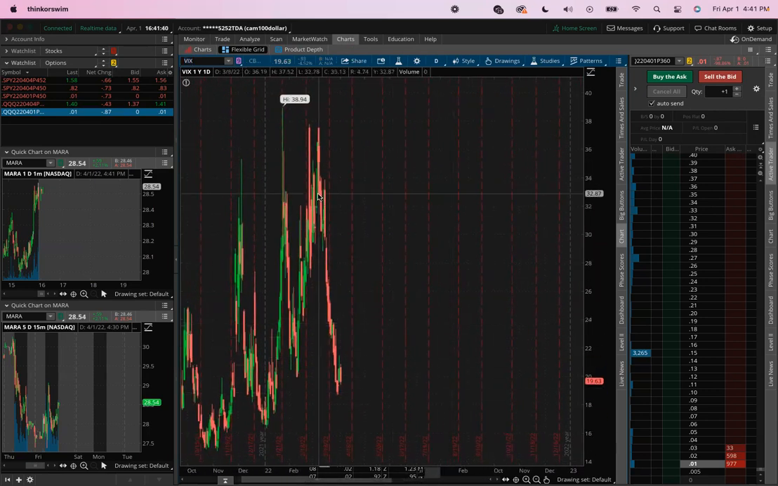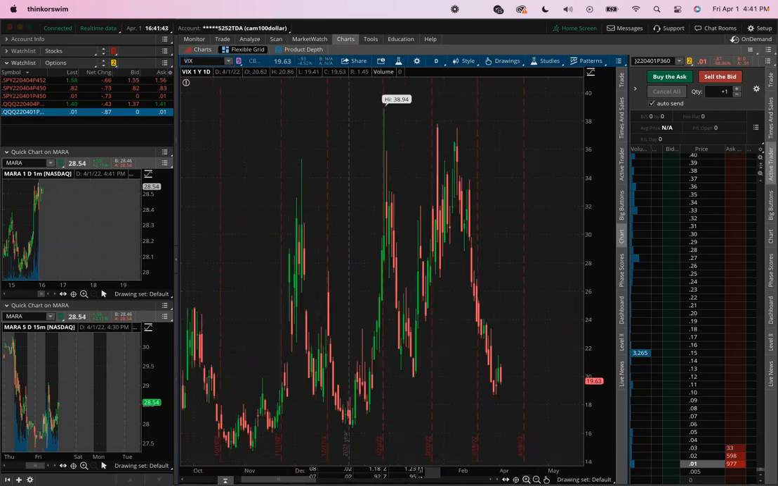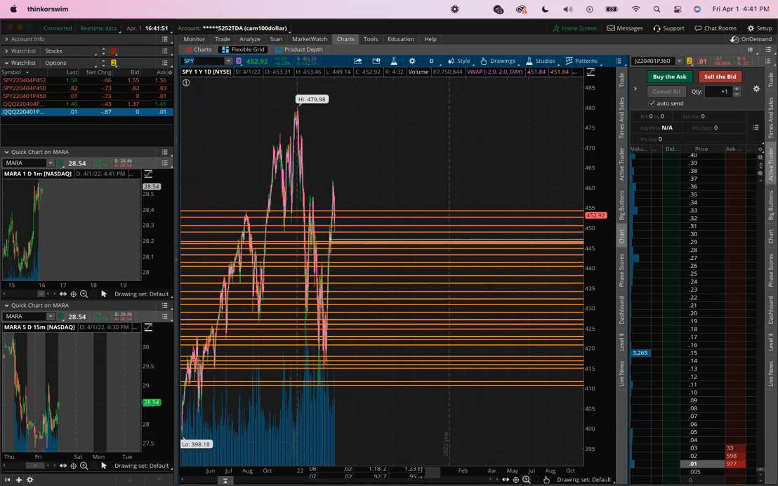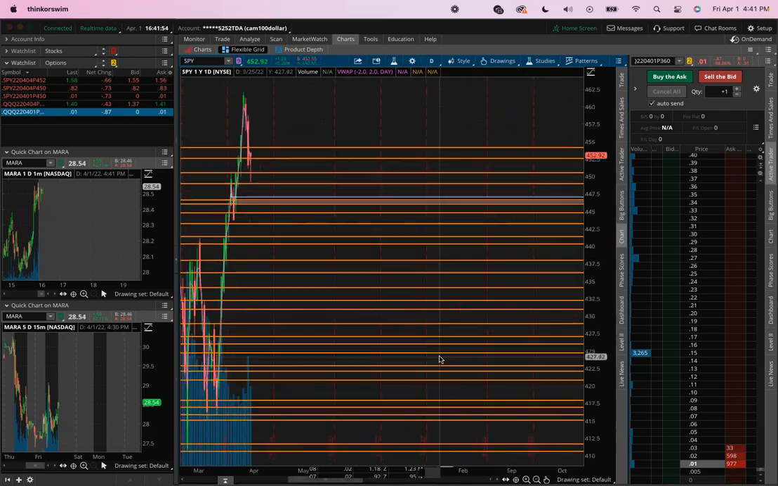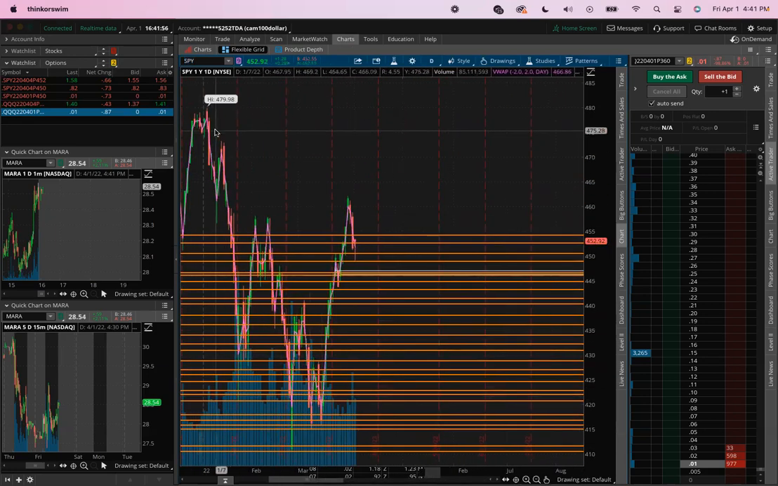Usually when VIX goes up, the market's going down. And when VIX goes down, the market's going up. And if we actually look at it, my chart's a little dirty here, but you can see, when VIX was coming down, the market was in a downtrend.